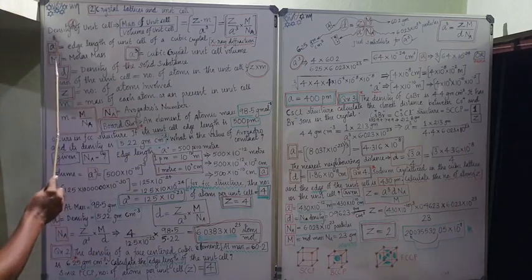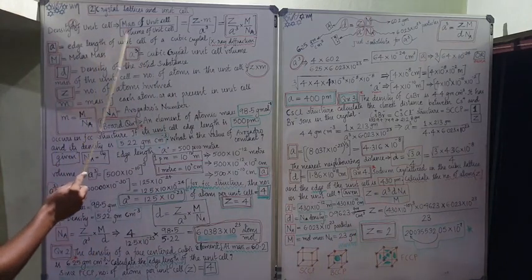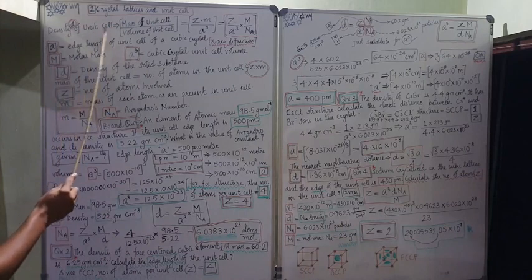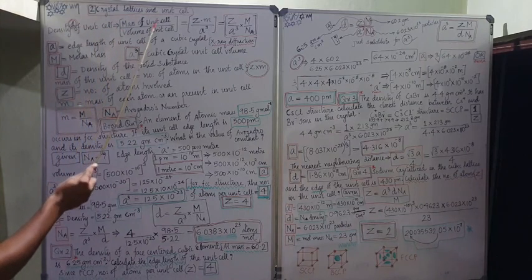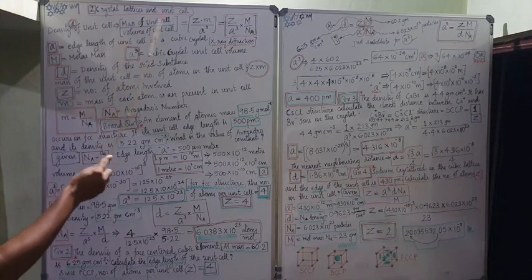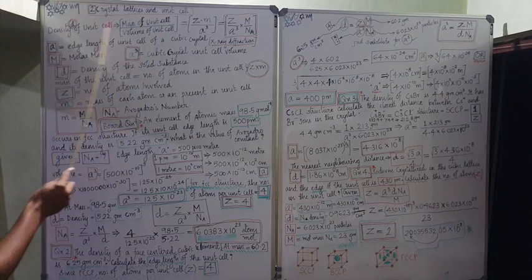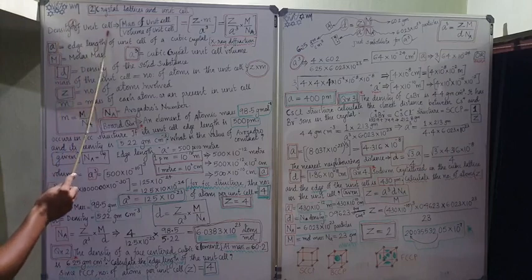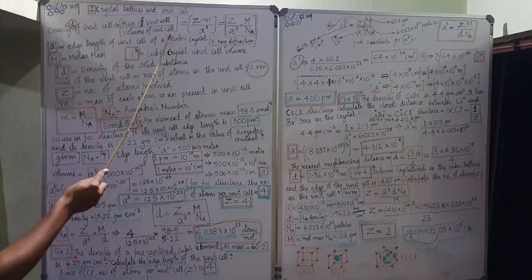The density, which I have said earlier, can be of a unit cell. It can be written in a simple way: mass of unit cell by volume of unit cell. Even without the words unit cell, it is true: density is equal to mass by volume. So density of unit cell is equal to mass of unit cell by volume of unit cell.